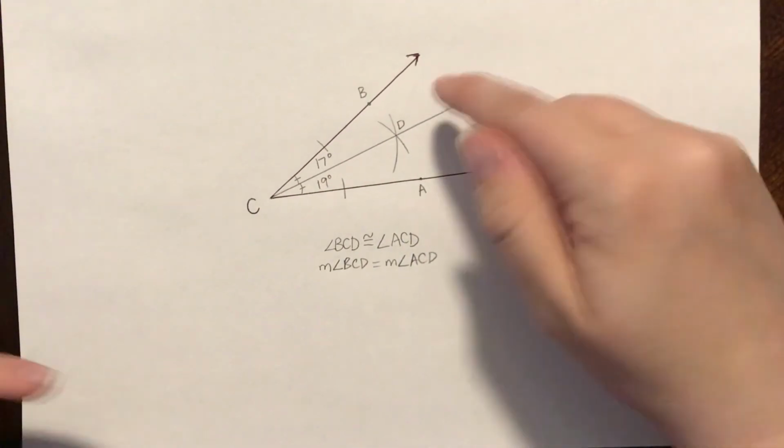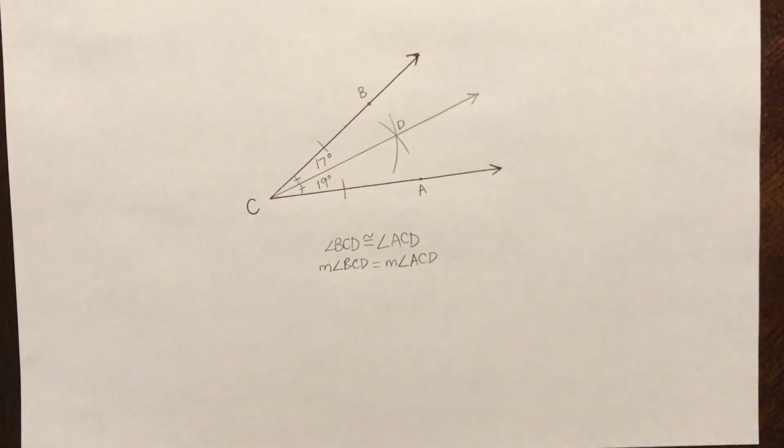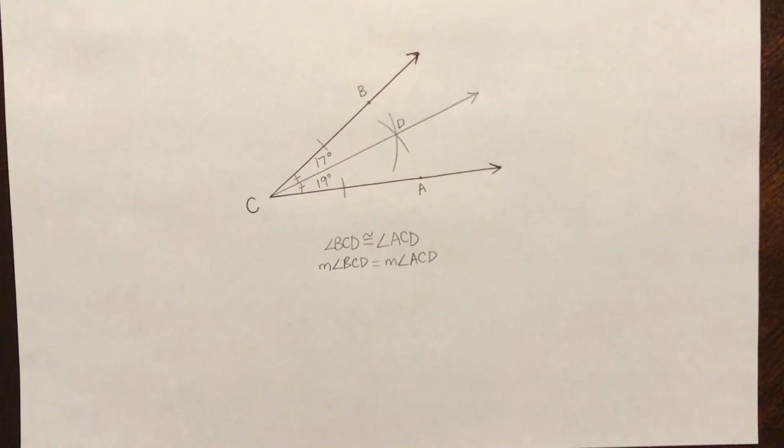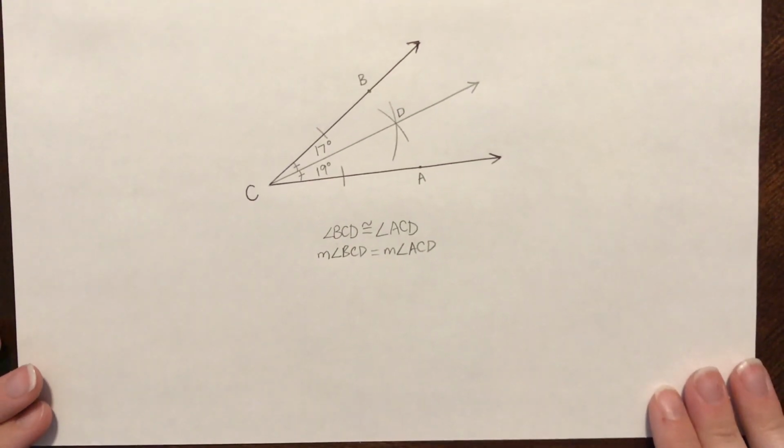Again, I'm going to be looking for the markings to see that you did it correctly. And as long as we're just being super careful, the more accurate we will be. So that's how you bisect an angle.